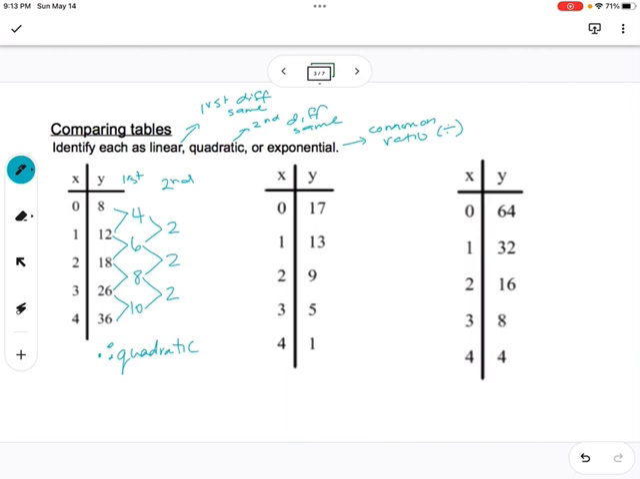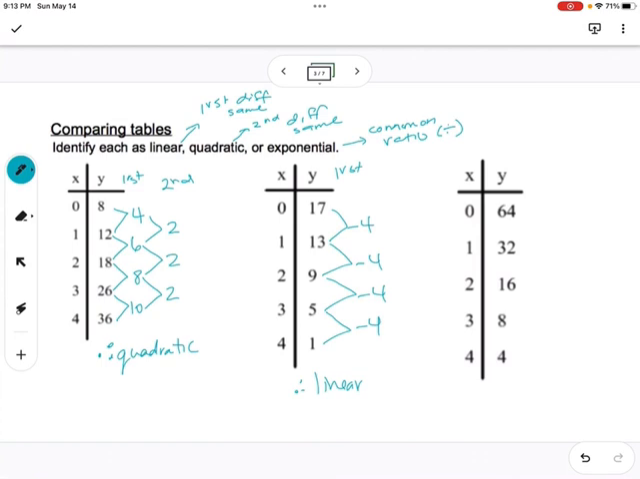Looking at the next one, checking our first differences, 13 minus 17 is negative 4, 9 minus 13, negative 4, 5 minus 9, negative 4, and 1 minus 5, negative 4. So what we find here is the first differences are the same, so we can say this is linear.